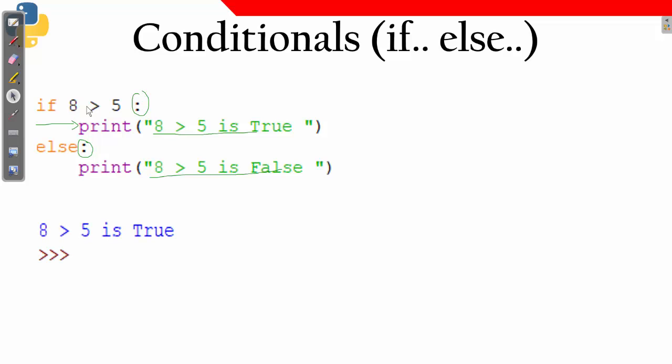Now the output of this statement is obviously 8 greater than 5 is true. It means when this condition is true, it will execute the first block, and when this condition is false, the second else part will be executed.